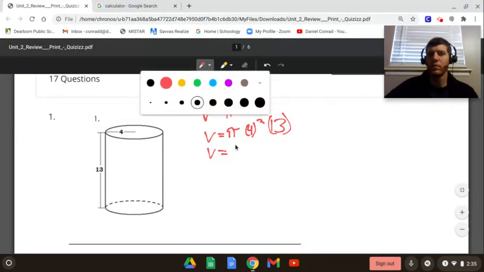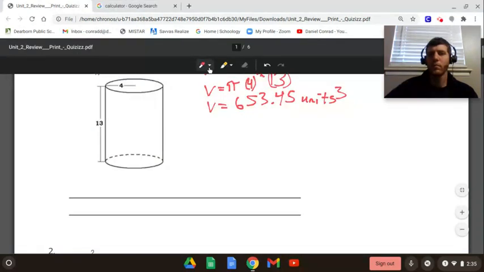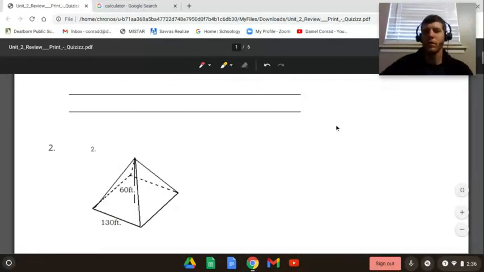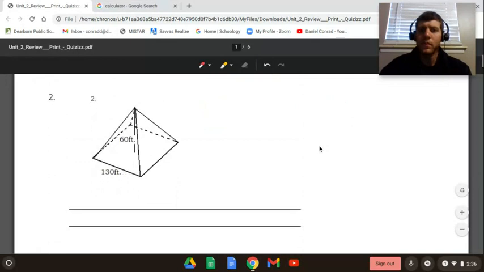So 653.45. They don't have units here, so we'll just put units cubed. Okay. Oops. So there is number 1. Okay. Number 2 here is a pyramid.